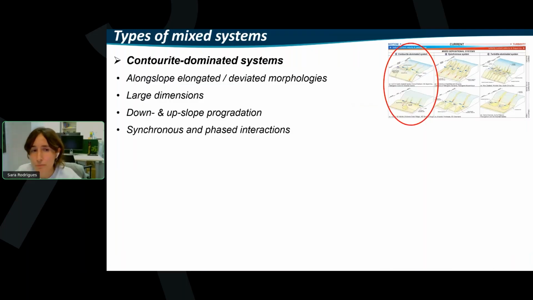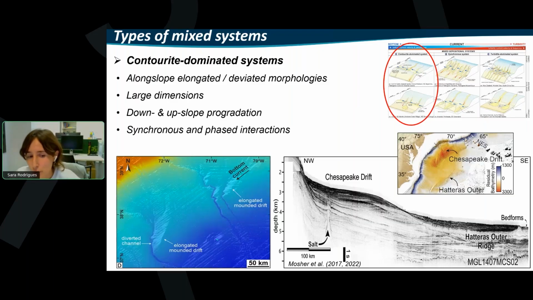So for the first case, for contourite dominated systems, a lot of the thing that we noticed was that, for example, some of the depositional features, here you have a case in the US Atlantic margin, and a lot of people might know that this is very close and even includes part of the Chesapeake Drift.